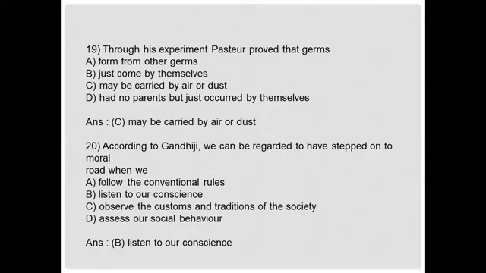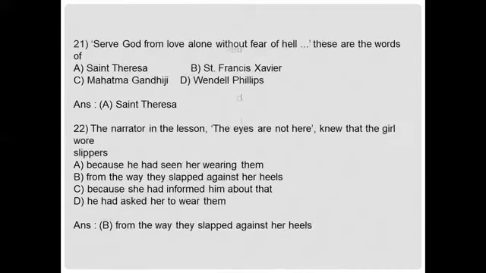Next. According to Gandhiji, we can be regarded to have stepped onto moral road when we A. Follow the conventional rules. B. Listen to our conscience. C. Observe the customs and traditions of the society. Or D. Assess our social behavior. And the answer is option B. Listen to our conscience.